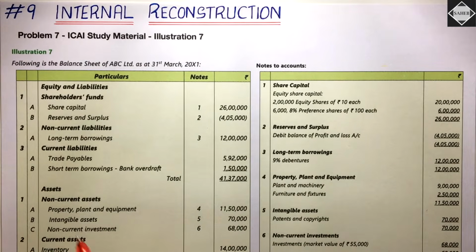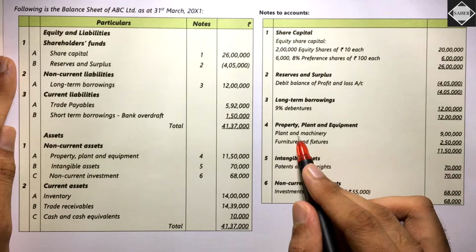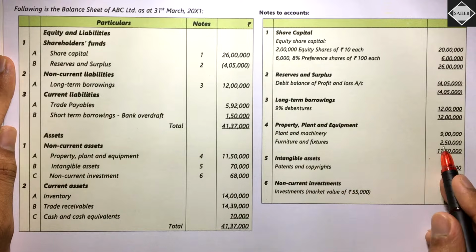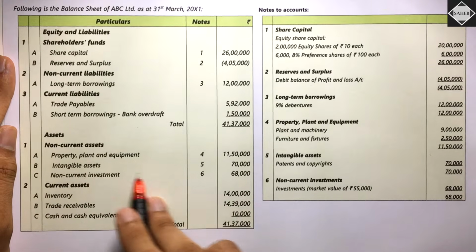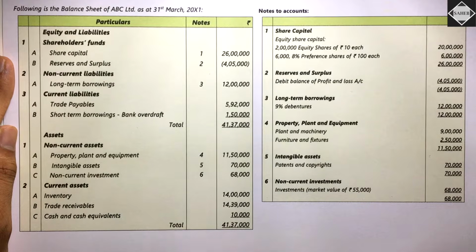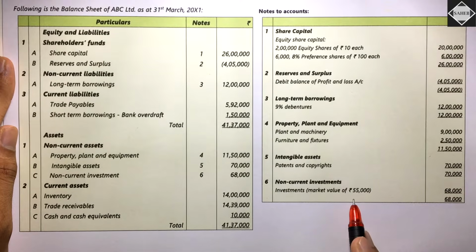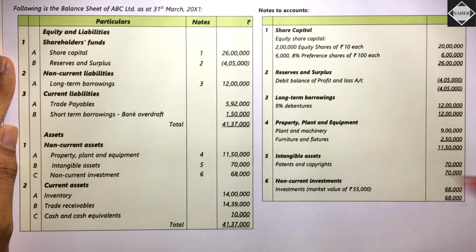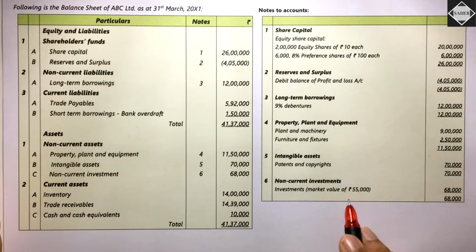Moving on to the assets, non-current assets, PPE 11 lakh 50,000. In note number 4, plant and machinery 9 lakh, furniture and fixtures 2 lakh 50,000, total 11 lakh 50,000. Then we come to intangible assets, note number 5: patents and copyrights of 70,000 rupees. And then non-current investment 68,000. In note number 6, in the bracket they have given the market value of 55,000. So immediately you have to understand there must be an adjustment of this investment. Mostly they will be revaluing the investment to the market value. That's 68,000 and the market value is 55,000.